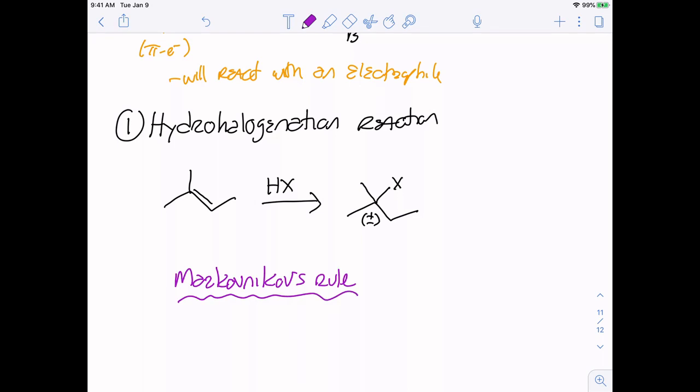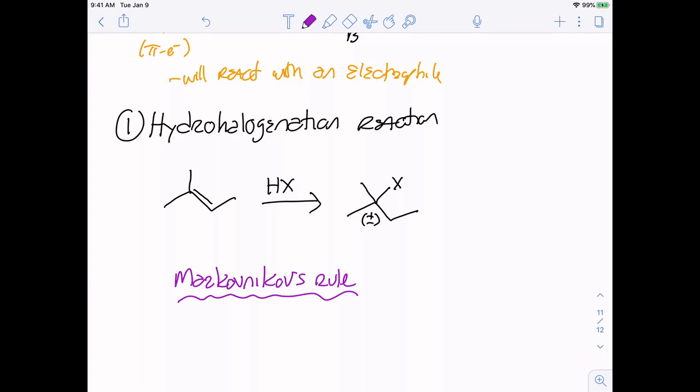So we had Zaitsev's rule for going in the reverse direction, right? We want to form the more stable alkene. Markovnikov's rule is when we're going in this direction. And it's not specific just to these, but anytime we're going to go through a carbocation intermediate for addition reactions, it tells us that our major product is going to come from the more stable intermediate.